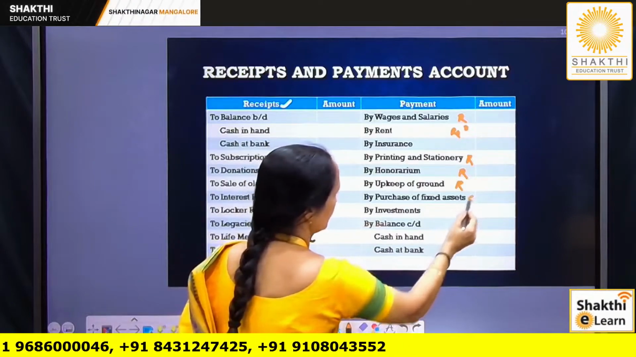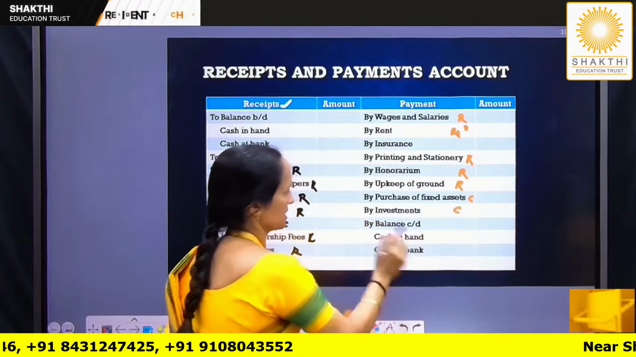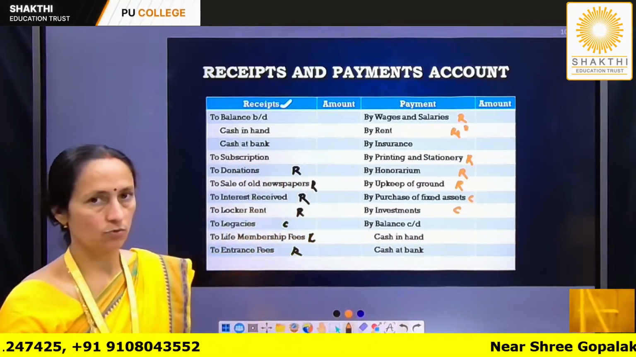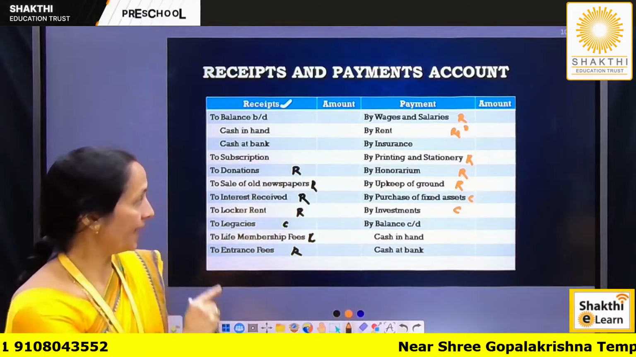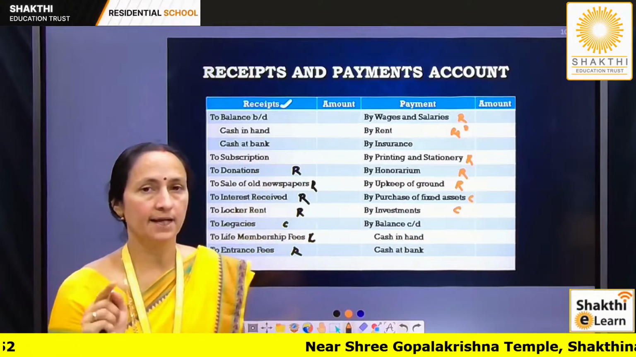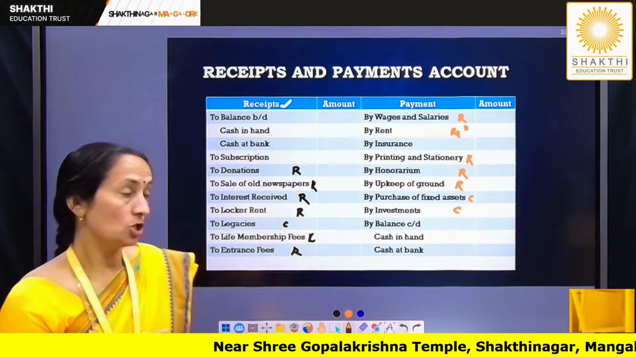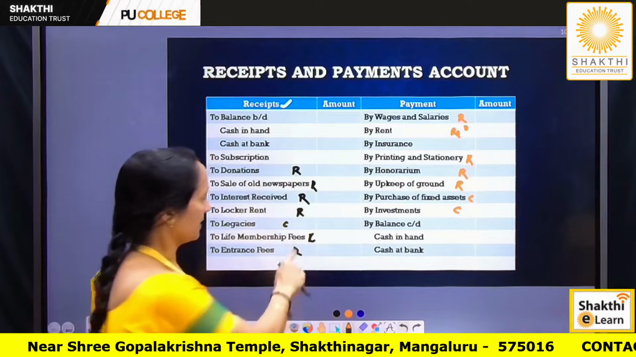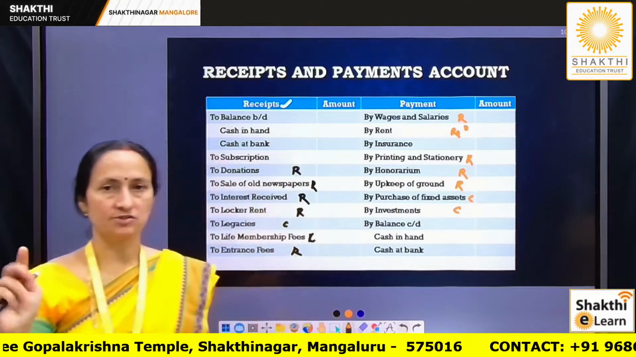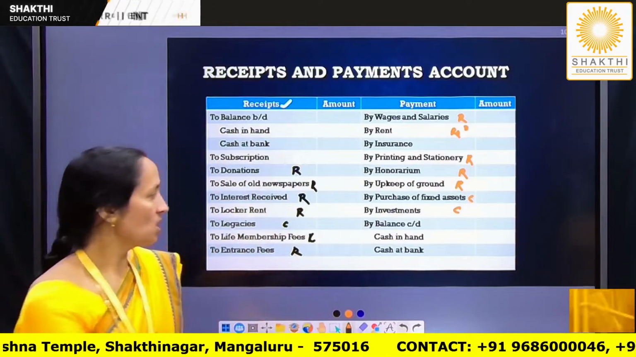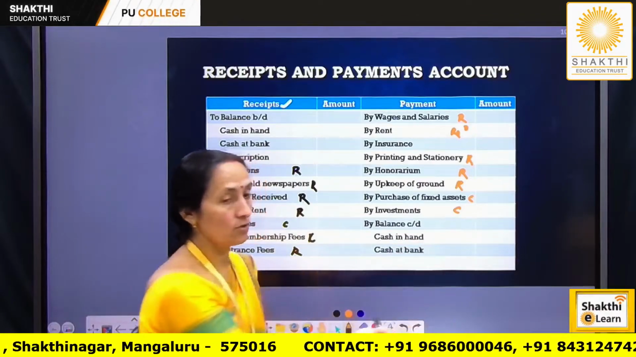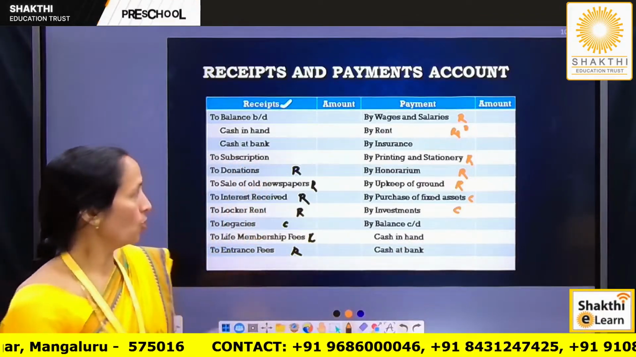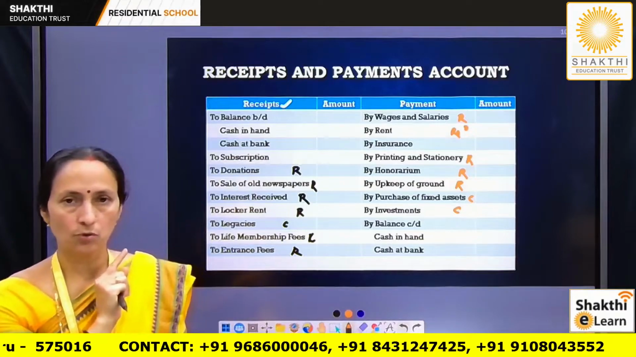Investment, capital item, yes. Now balance carried out, it is cash in hand and cash at bank, it will go to your balance sheet. Now with the help of this, you have to prepare income and expenditure account and balance sheet. So all your revenue items will go to income and expenditure account, and capital items go to your balance sheet. Very easy concept, right? You can score. So now the closing balance, where will it go? It will go to balance sheet. Opening balance will go to opening balance sheet.